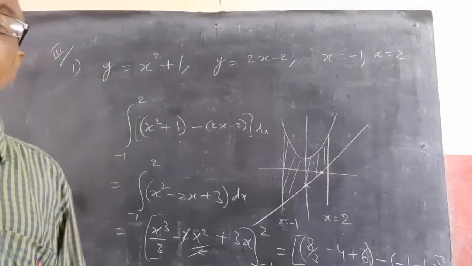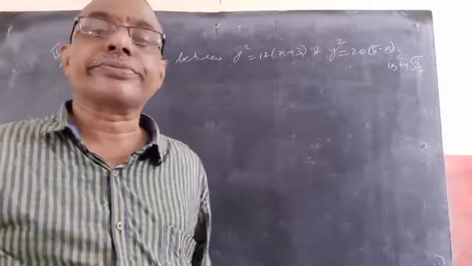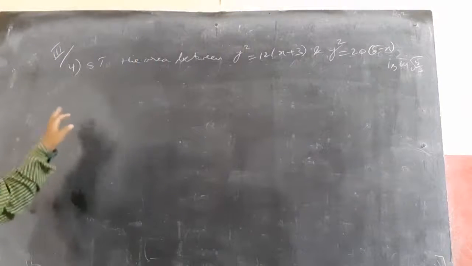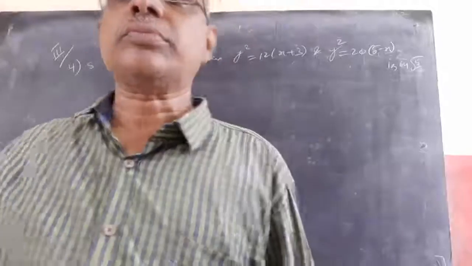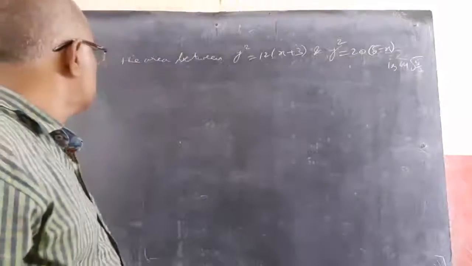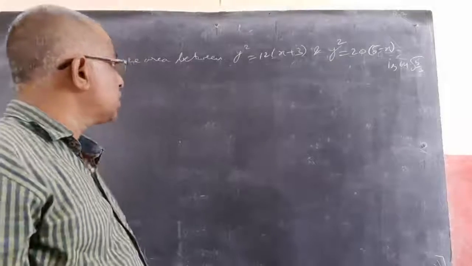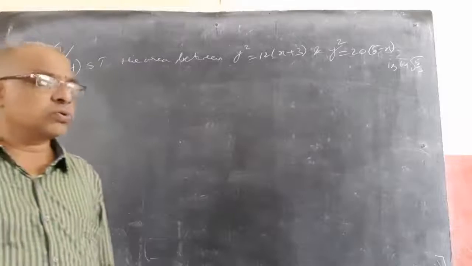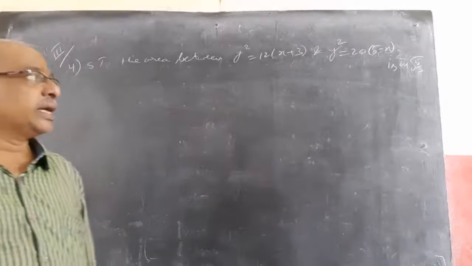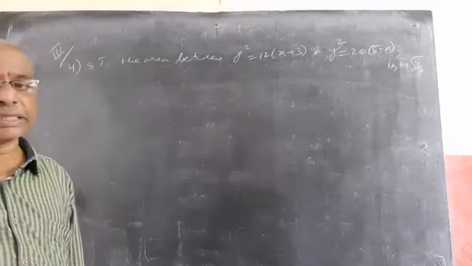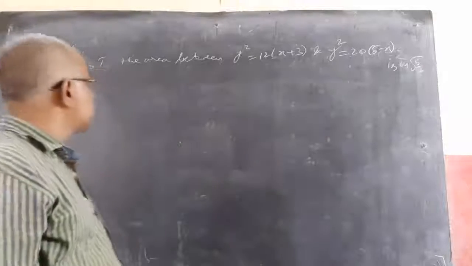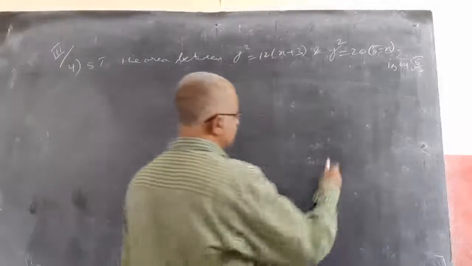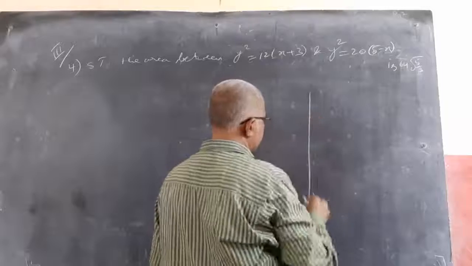So like this we will find the area. Find the area between the... Show that the area between the curves y square equal to 12 into x plus 3 and y square equal to 20 into 5 minus x is 65 into root of 5 by 3. How can you do? First of all, y square equal to 12 into x plus 3 is a parabola having the center at 0 comma minus 3.